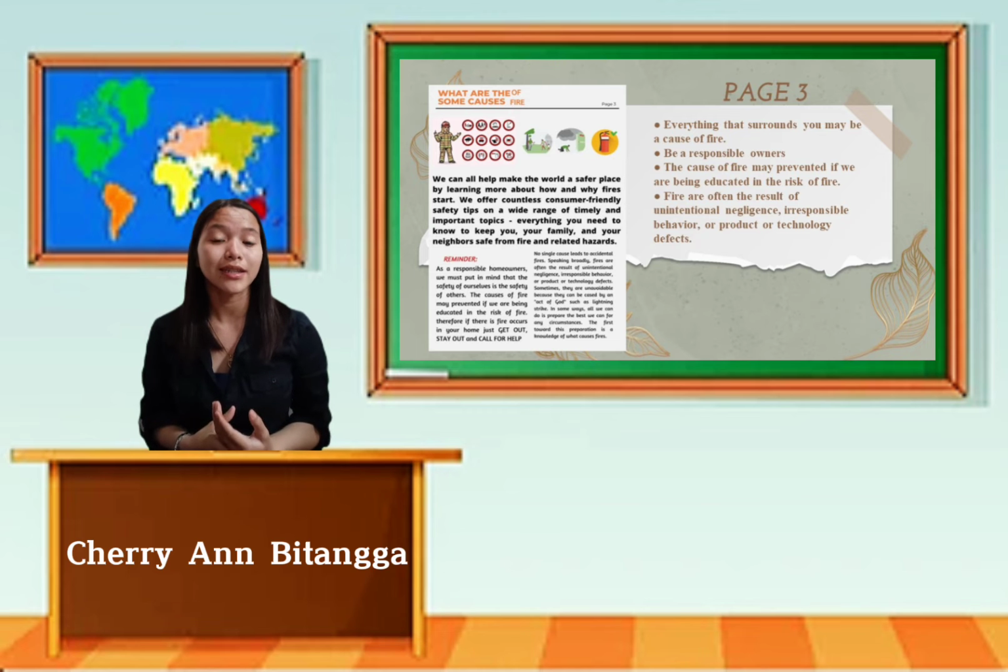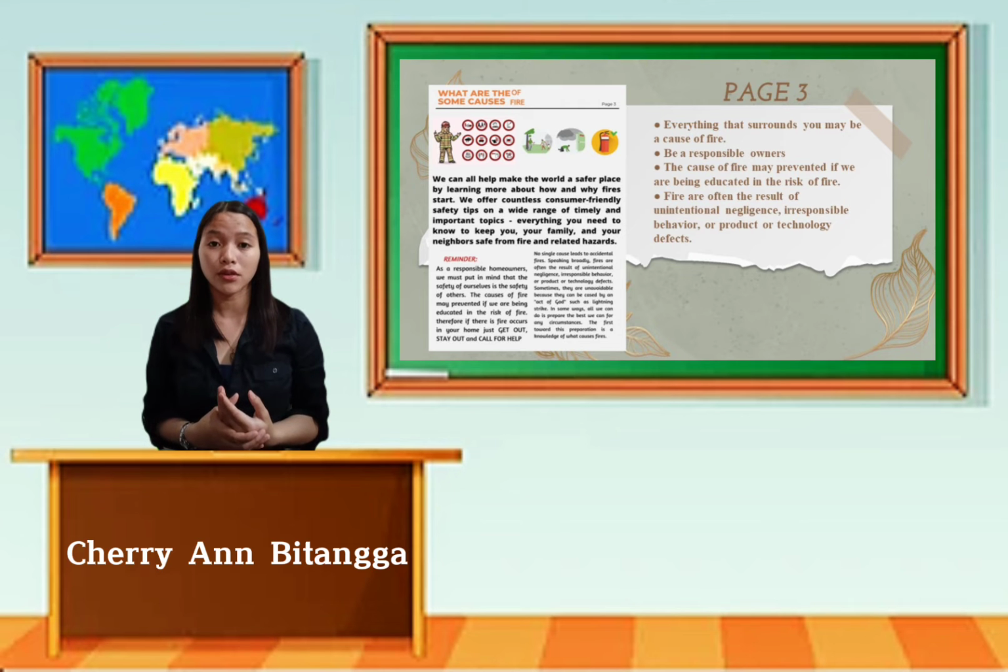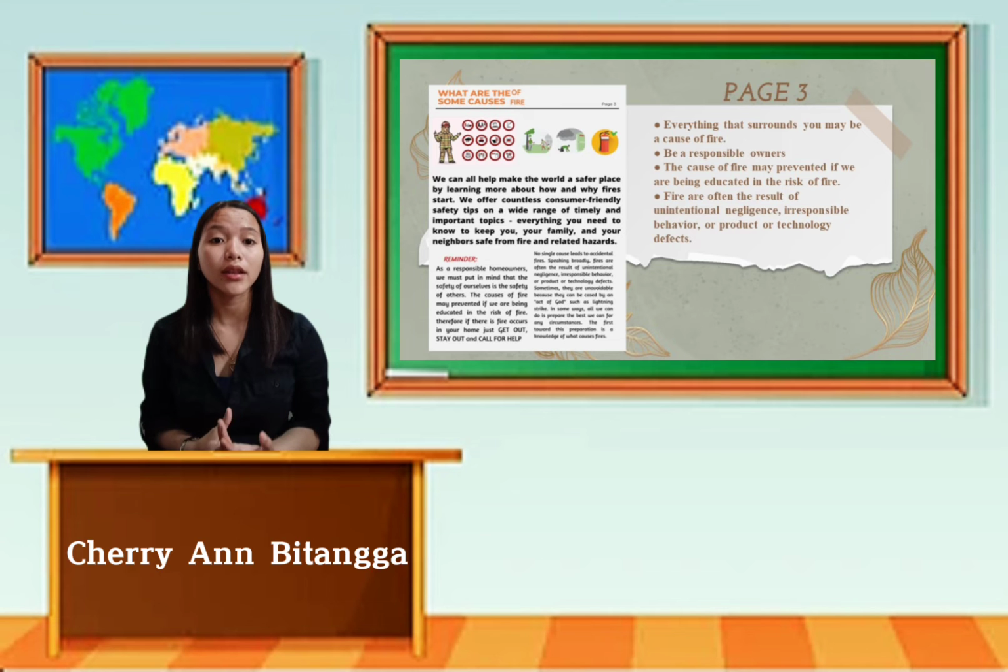The third one is that the cause of fire may be prevented if we are educated about fire. Being educated on fire is very important for us to prevent and protect our loved ones in case there is a fire. We can save their lives if we know the fire safety steps. So we must go on training so that we have knowledge of what to do if there is a fire or any emergency.